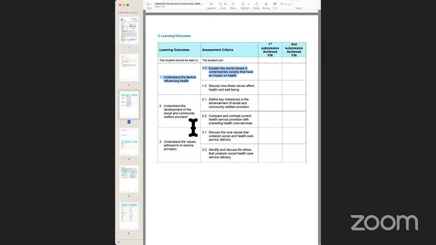In learning outcome 2, we are going to be focused on understanding how the provision of health and social care services can be delivered effectively to members of the public in a particular geographic area with the involvement of the community. And that is where we will study what is social and community welfare provision.